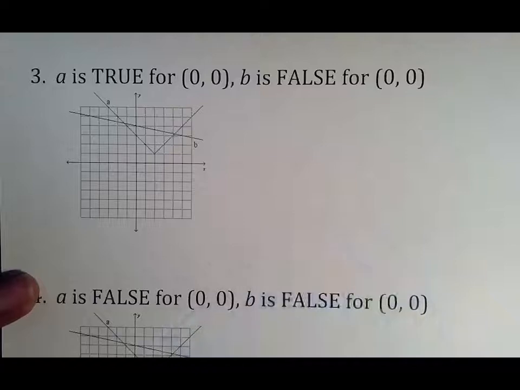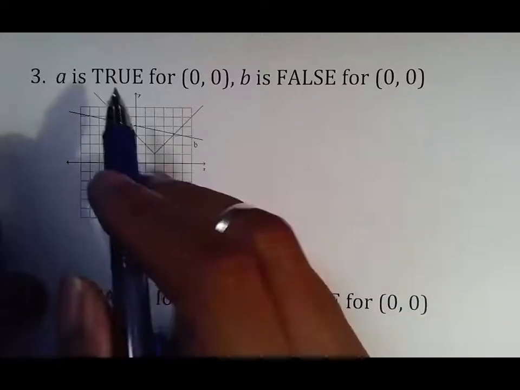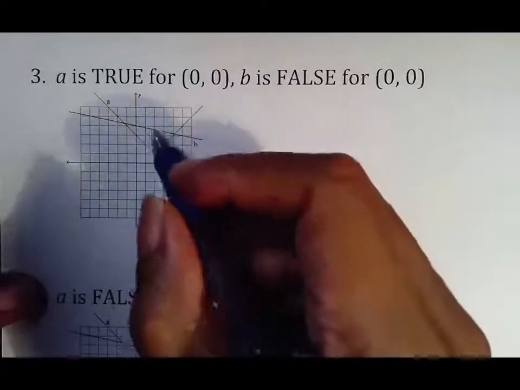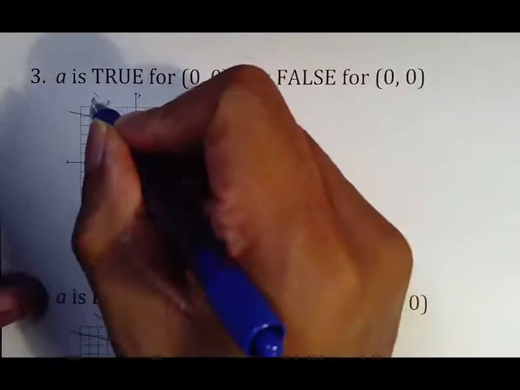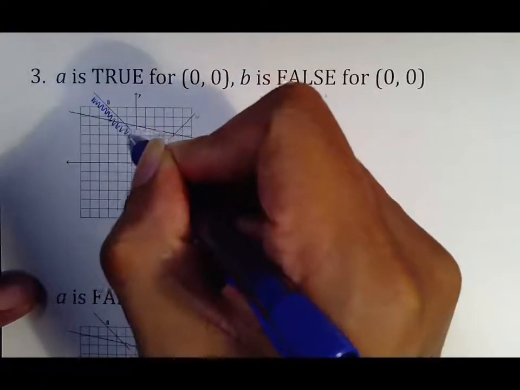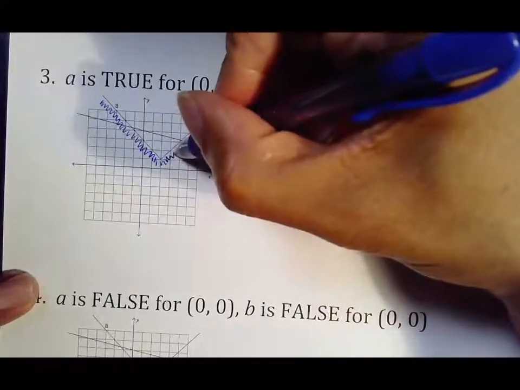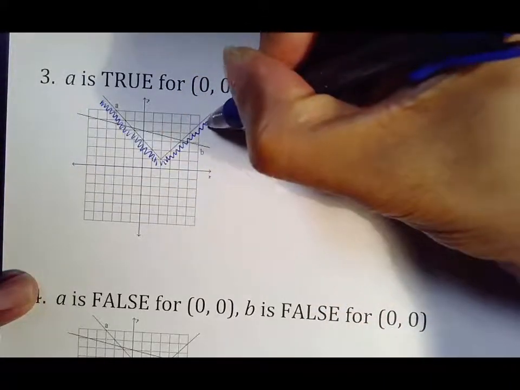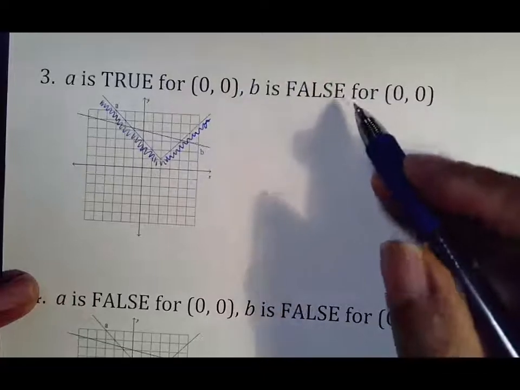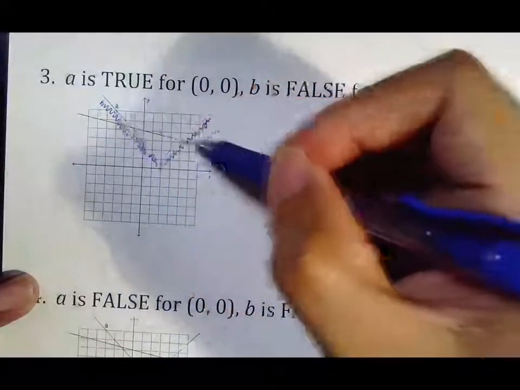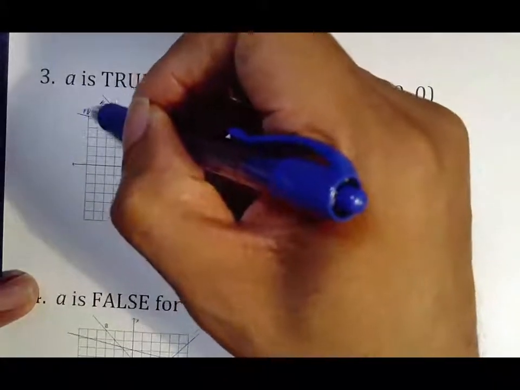Number 3, even if you have graphs like this, A is true for 0, 0. So this graph is true, which means we're going towards 0, 0. But watch how I follow this whole shape and stay on the outside. B is false for 0, 0, which means that we are looking at the top section.